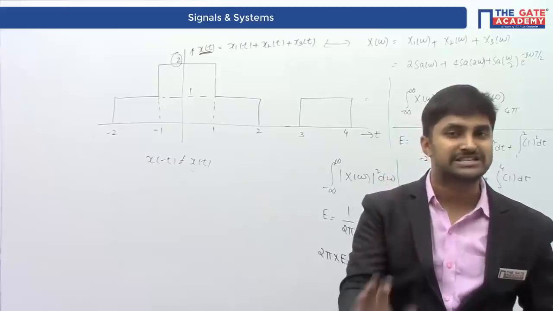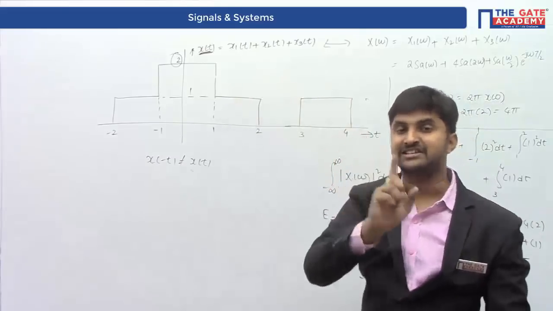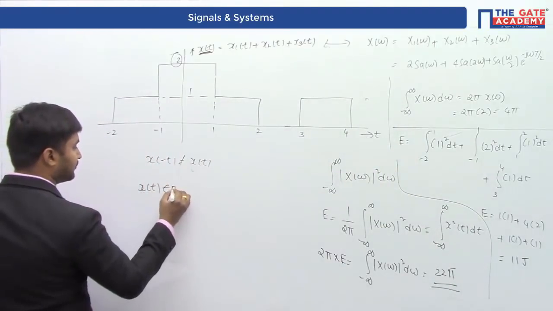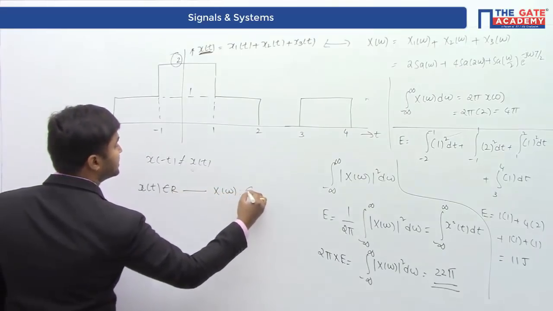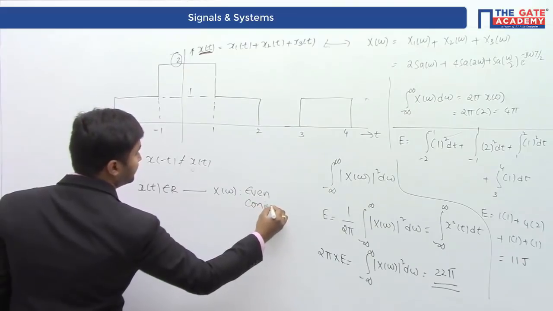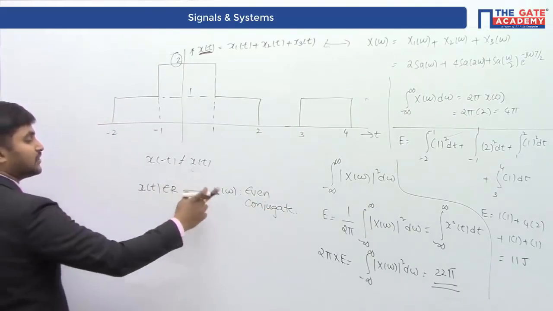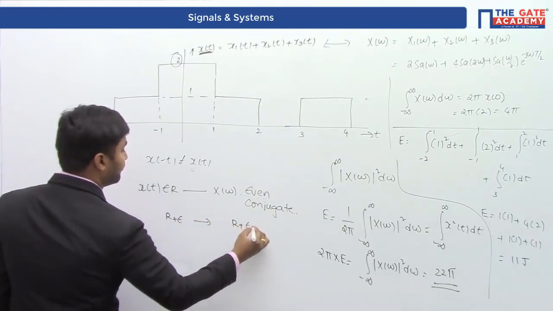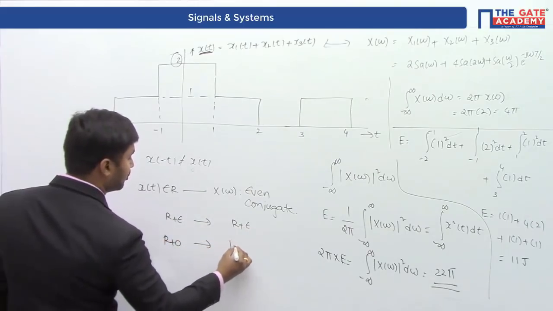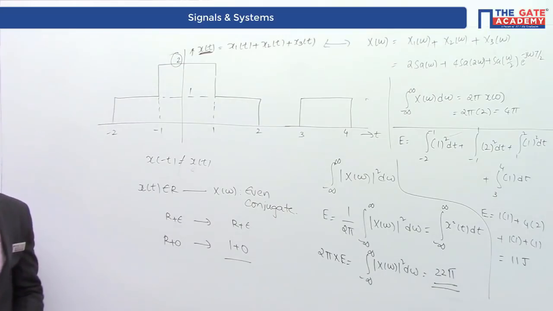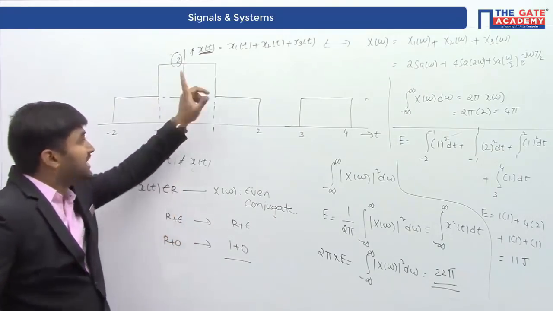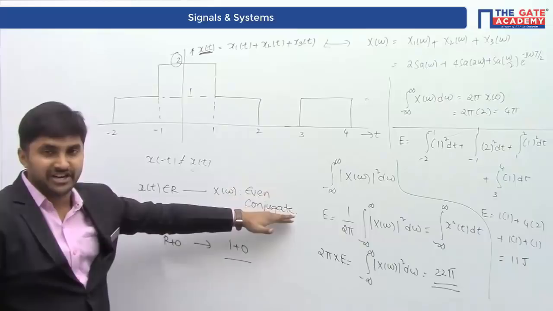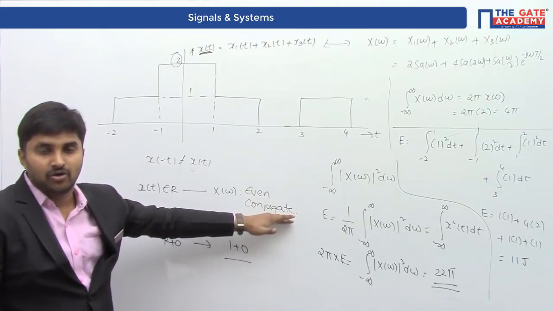But one thing that we are sure of for this signal is that it is a real signal. Whenever x of t is real, x of omega is going to satisfy even conjugate. This is a very, very important point. If we have real and even here, then it satisfies real and even. If we have real and odd here, then it satisfies imaginary and odd. Because the signal is only real, not even nor odd, x of omega is going to satisfy the even conjugate property.